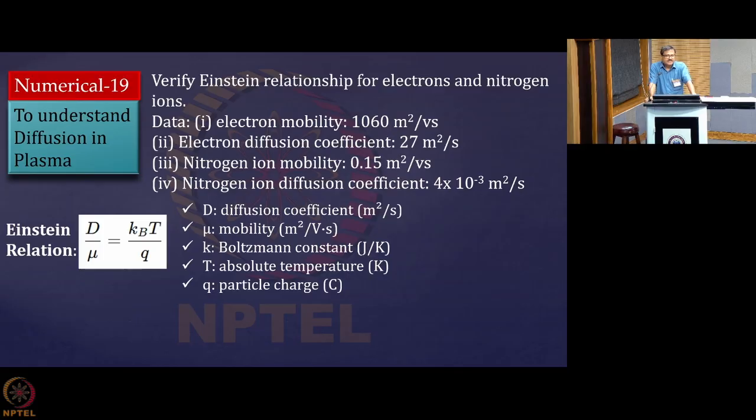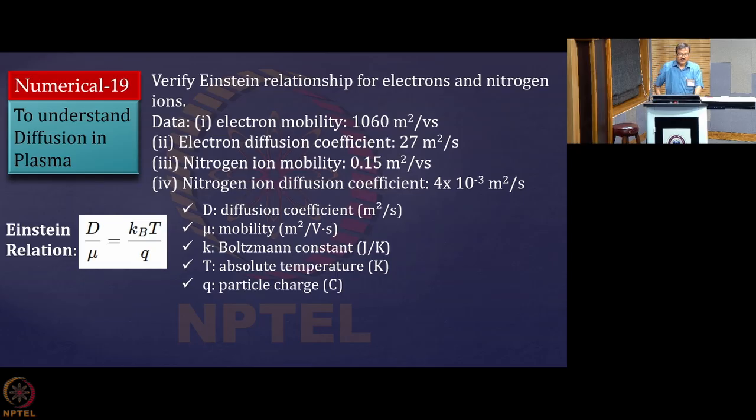Now, what Einstein's relation says is that D by mu is equal to kT by q. So, what are the quantities? D is the diffusion coefficient, in meters squared per second. Mu is the mobility, velocity per unit field strength. K is the Boltzmann constant, T is the absolute temperature, and q is the charge of the species. So, D by mu is equal to kT by q.